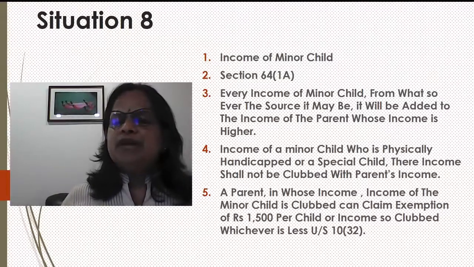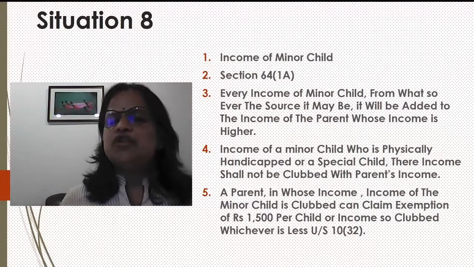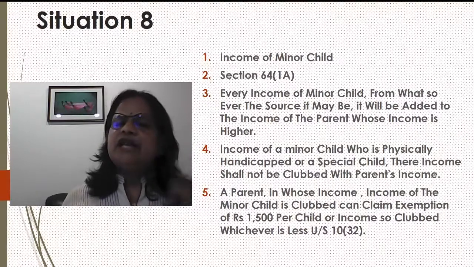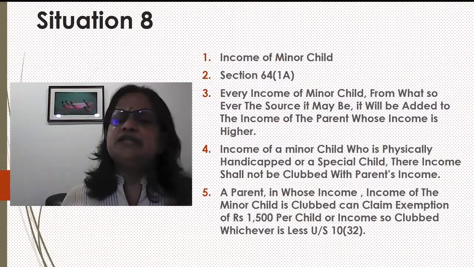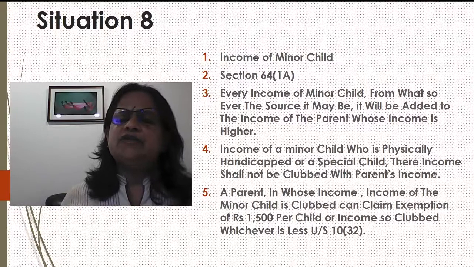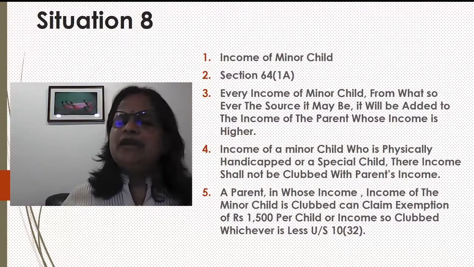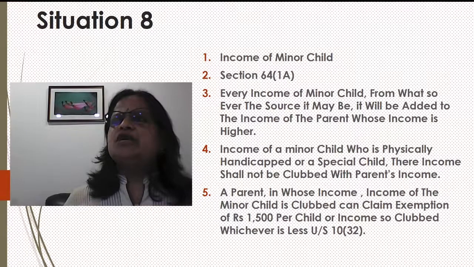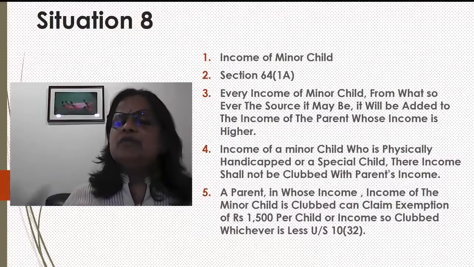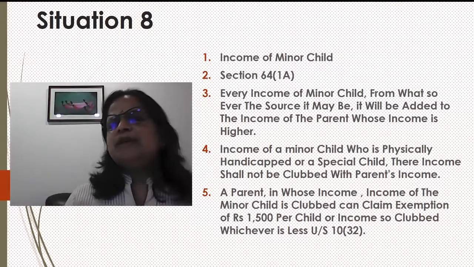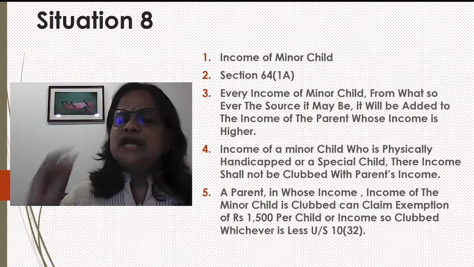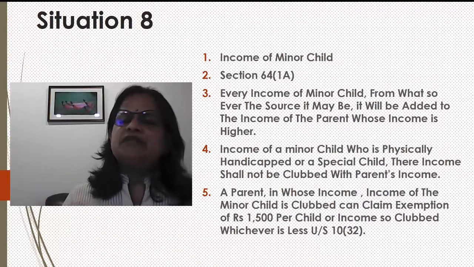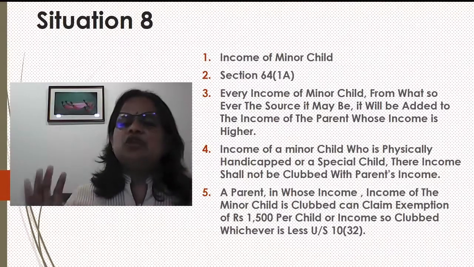Now, the income of a minor child who is physically handicapped or a special child. I have seen the artistic capabilities of physically handicapped children or special children. They will be making something, doing some creative painting or creative sculptures, all that, and they will be selling it at a higher rate. So this income shall not be clubbed with the income of the parent. If the minor child is a physically handicapped child or a special child, that income will not be clubbed. But if it's a normal child, it will be clubbed.